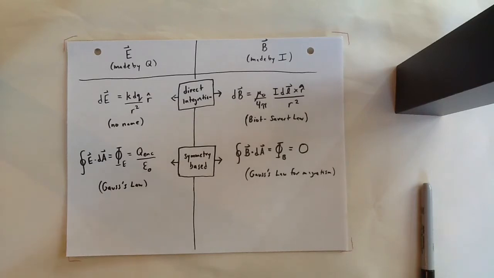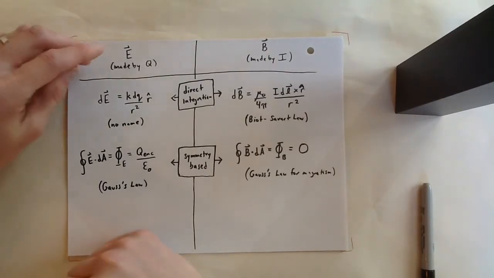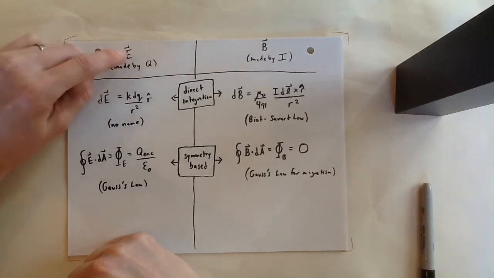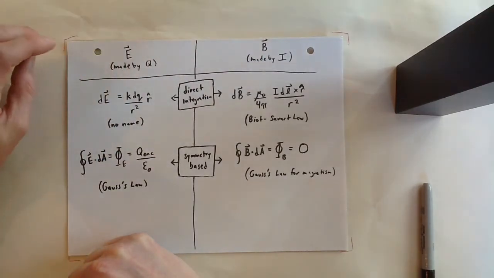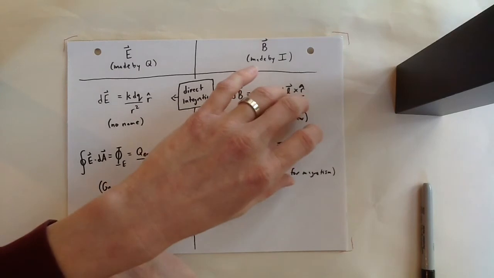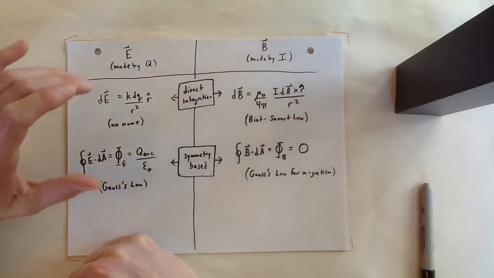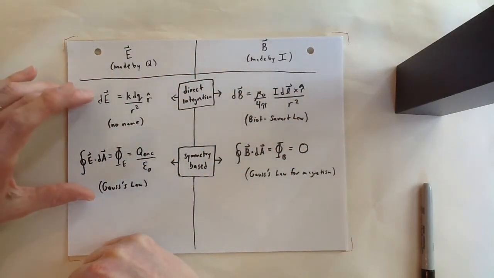So let's talk about how you would do that. Just as a reminder, charges make electric fields and currents make magnetic fields. And so the two laws that we're going to introduce very much have a counterpart in what we did before.